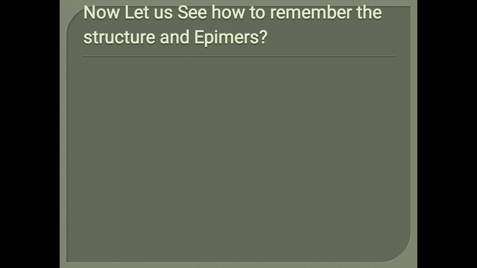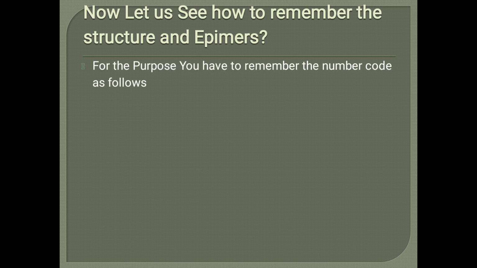So now let us see how to remember the structure and the epimers. For the purpose, you have to remember the number code as well. You don't have to remember it actually, but you should know what the number code is. It will come automatically, because it is in the order only. ET, in that order only the number will be coming. So we have erythrose and threose in the ET, and the number code will be 0 and 2. Now let us see what this 0 and 2 represents.